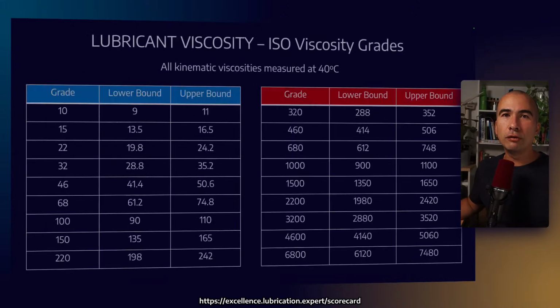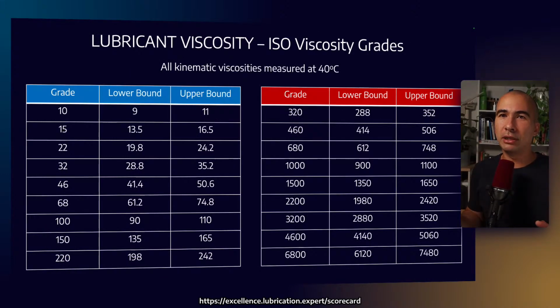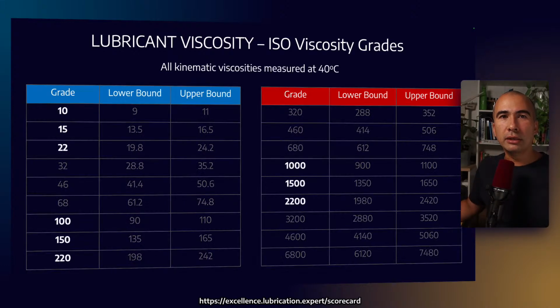When you go to the ISO viscosity grades, it can seem a little bit difficult to remember which ones are which. Easiest way to do this is, first of all, look at that first number, an ISO grade of 10. The lower and upper bounds on that are just plus or minus 10%. Right? So you take the number plus or minus 10%. The other thing is that you don't need to remember all of these, right?